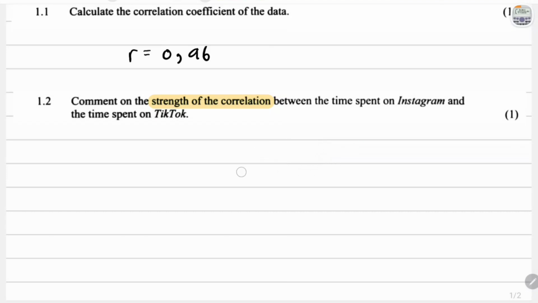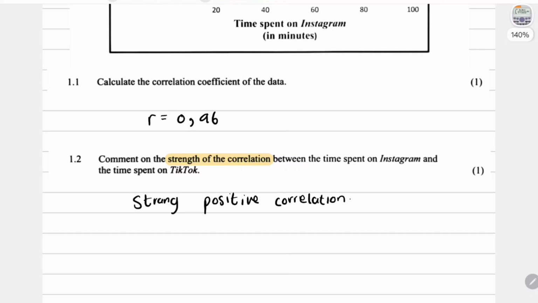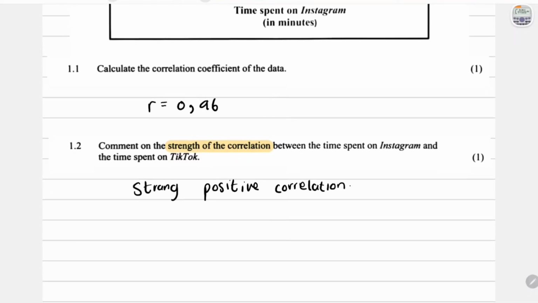Okay, so I'll just be specific here. I would just say there is a strong positive, because that correlation is positive. It just means that the trend is generally increasing. It's not a decreasing function, it's an increasing function. So there is a strong positive correlation, and that is enough, really. Okay, moving on to the next question.